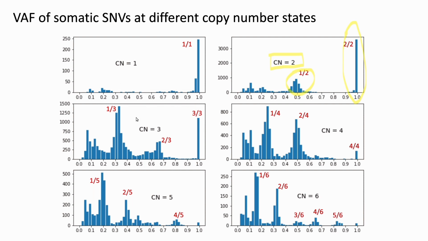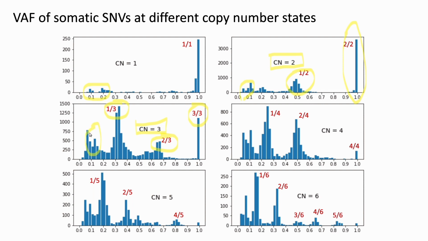This subfigure on the middle left is from copy numbers of 3, and you can see clear peaks at 3/3, 2/3, and 1/3. The VAFs are consistent with the copy number states. In addition, however, there are always low VAF variants, and they correspond to subclonal mutations.